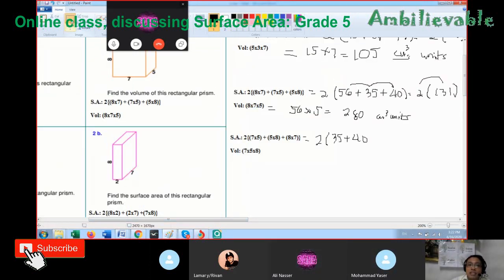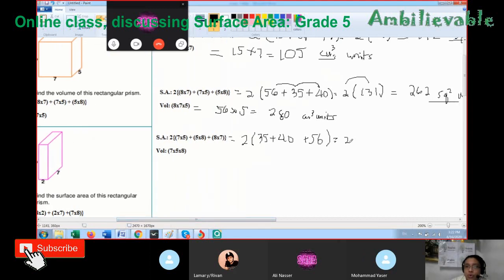Although they look different, look at this one. There is 8 times 7, 7 times 5, 5 times 8. So they are just the same answer. So you can copy that one. Then we have 56. So therefore, we do have 2 times 131, the same answer, equal to 262 squared units. And here you're going to have 280 cubic units.